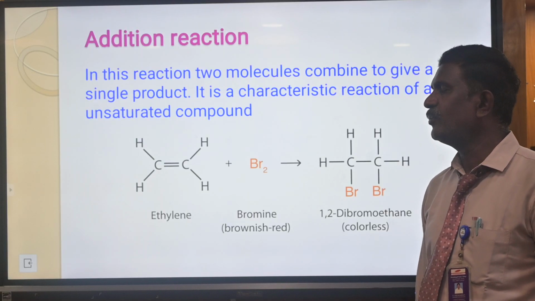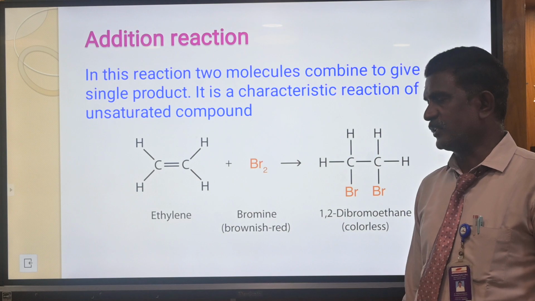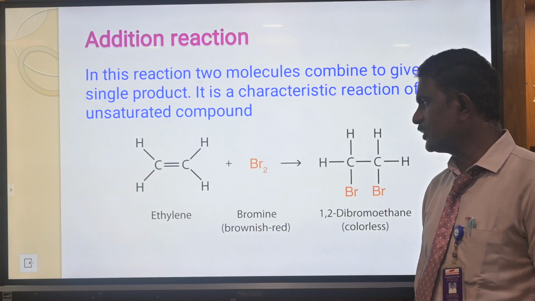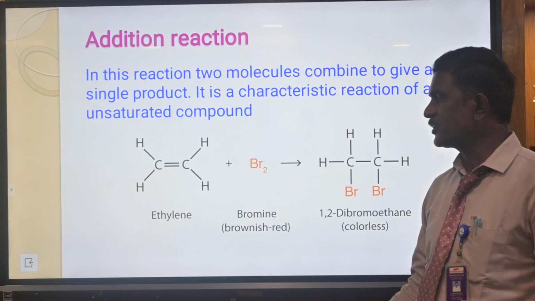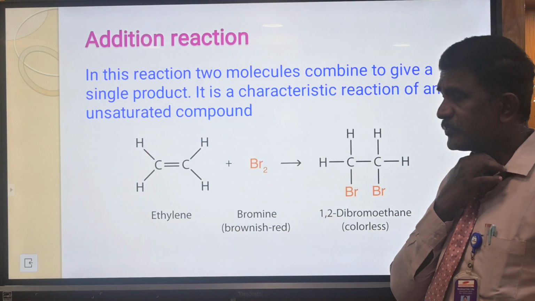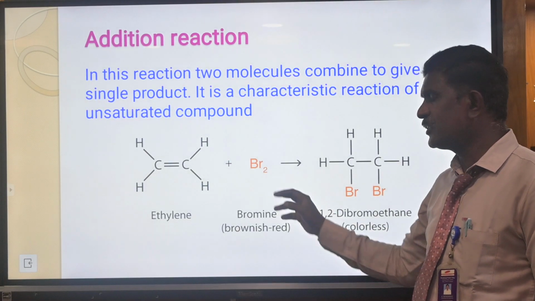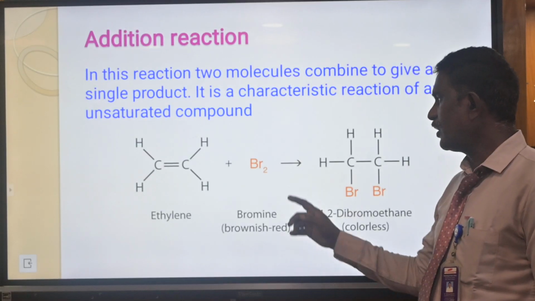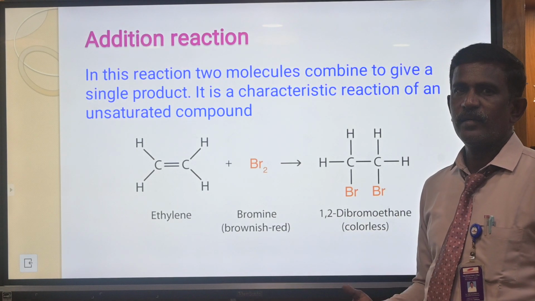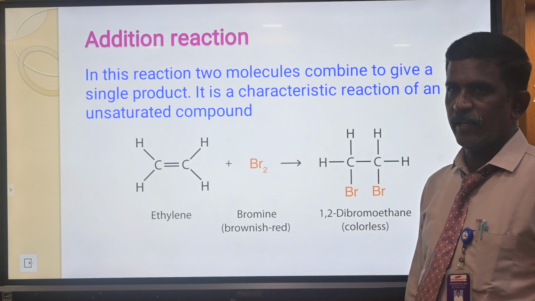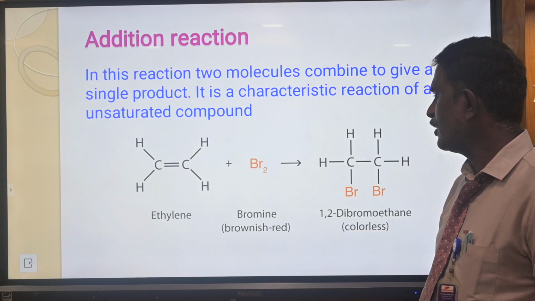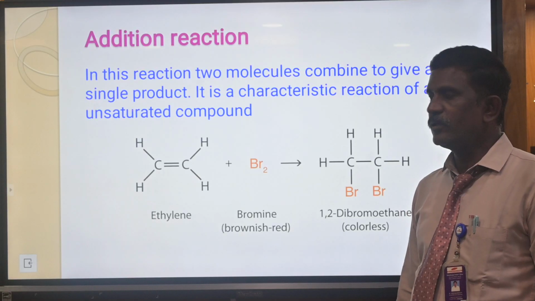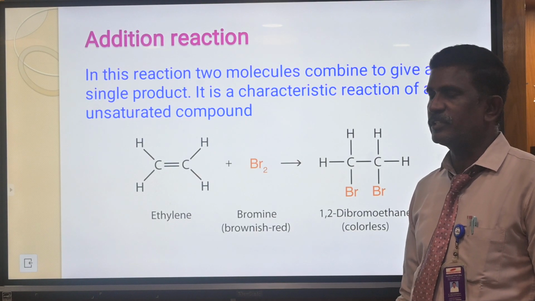Like that, we can have two types of addition reactions, and in organic chemistry these addition reactions are very common. What you are seeing is an example of a simple addition reaction, in which ethylene is reacted with bromine. The bromine molecule reacts with ethylene and converts it into 1,2-dibromoethane. In this reaction, two bromine atoms are attached across the carbon-carbon double bond. During this process, the carbon-carbon double bond is converted into a carbon-carbon single bond.